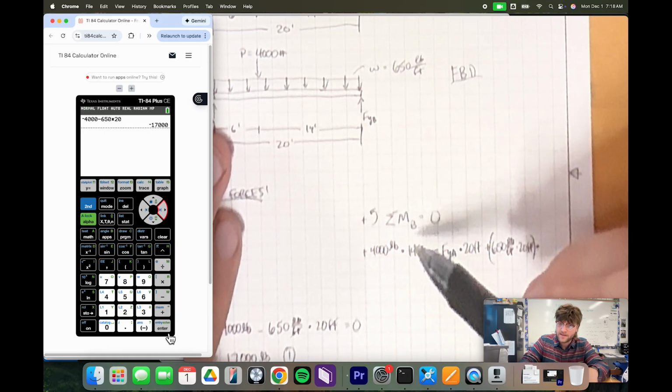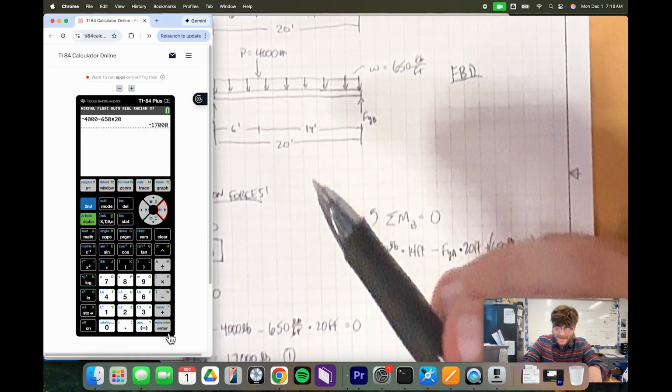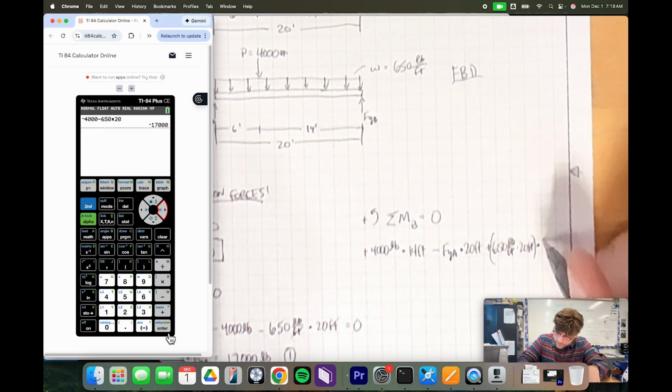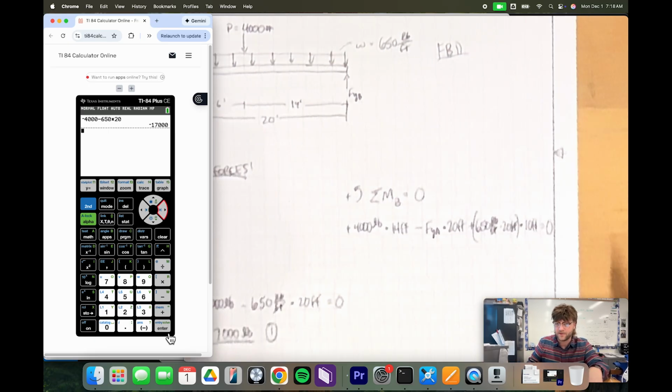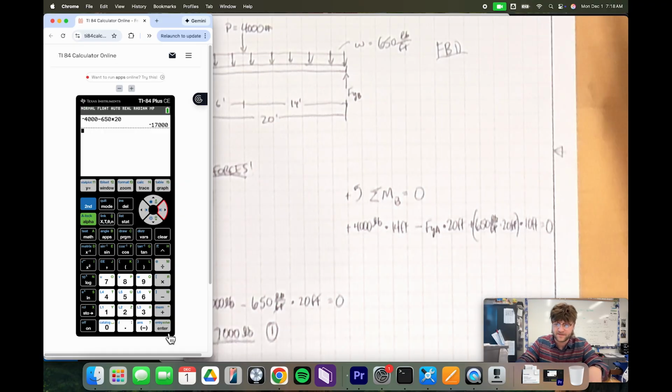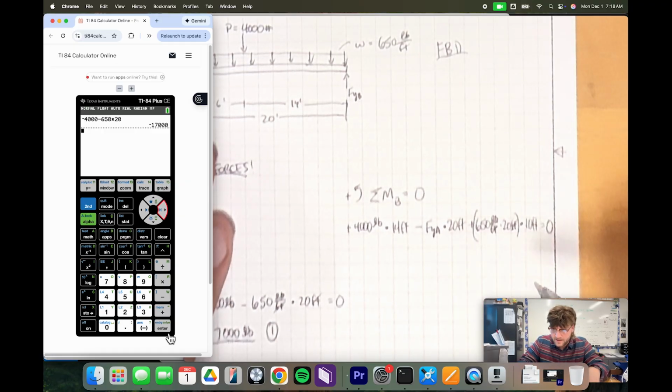Our moment, our point that we're calculating the moment about, is going to be 10 feet away. And so remember, this is all going to be equal to 0. I kind of ran out of a little bit of room there. I probably should have moved it over to the left a little bit. But that's all going to be equal to 0.